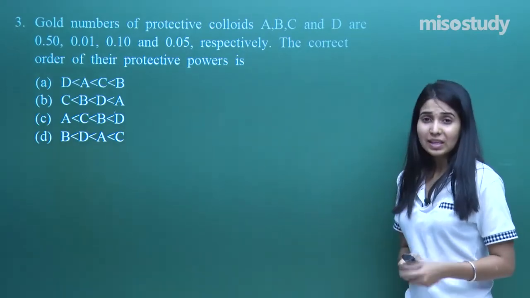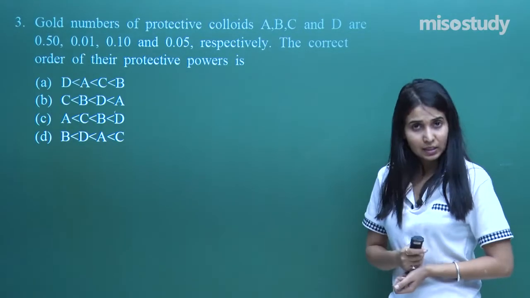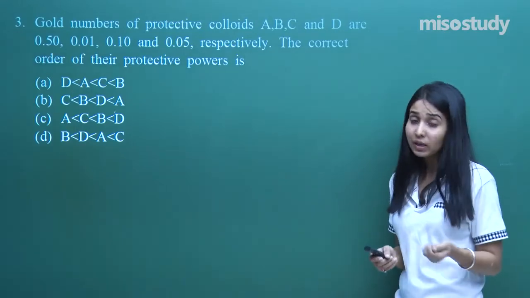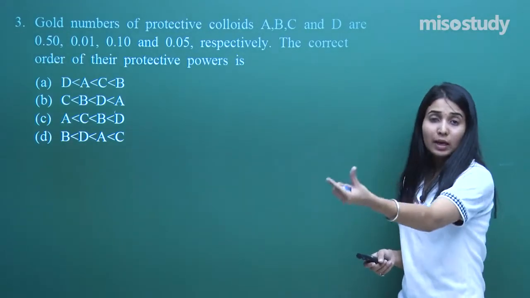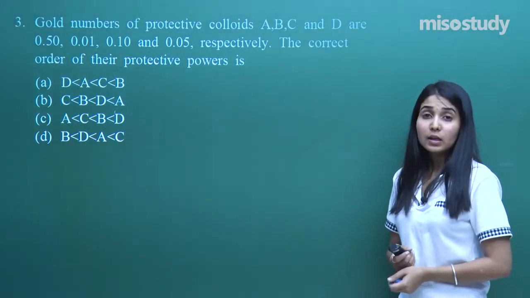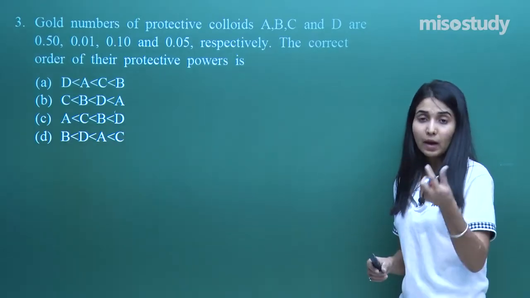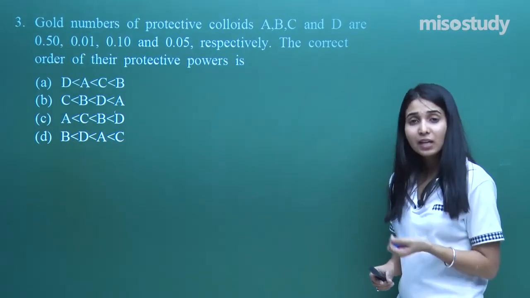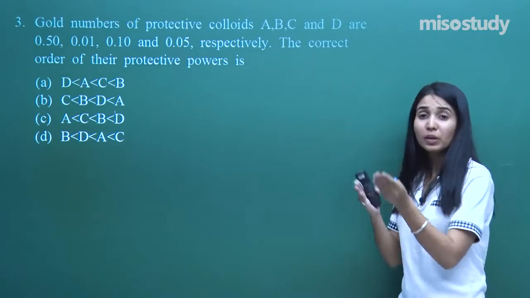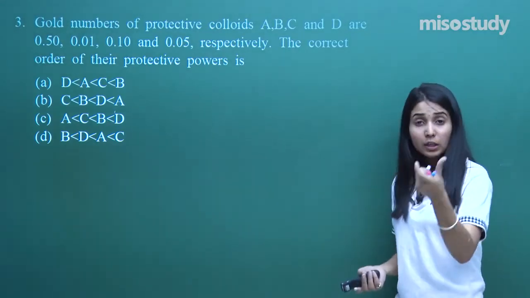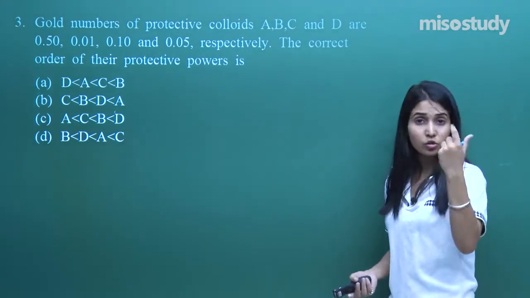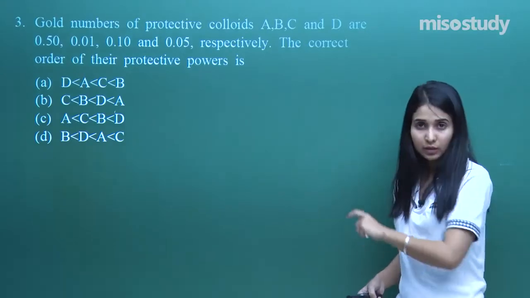Now you should know this thing that lyophobic colloids are unstable in nature. In order to stabilize them, we add to them lyophilic colloids. And what is the gold number? That is simply the amount in milligrams that has to be added to the gold sol to prevent the flocculation caused by 1 ml of 10% NaCl solution, right?